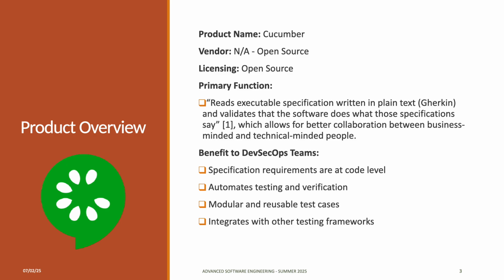The benefits that Cucumber brings to the DevSecOps teams are that your specifications are at your code level. So as your requirements are changing, your specifications are changing. At the code level, you can change the way that you are then testing those. Cucumber also allows for the automation of the user acceptance testing and the verification of those. Your test scenarios within your feature files can be modular and be reused across your different tests that you might have. And Cucumber also integrates well with other testing frameworks such as Selenium.